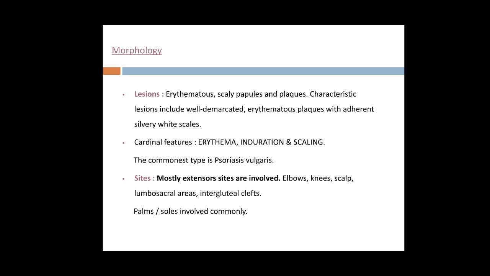The lesions will be erythematous, scaly papules or plaques, characterized by well demarcated erythematous plaques with adherent silvery white scales. The main cardinal features which we have to look at are erythema, induration and scaling. The most common type is psoriasis vulgaris. Mostly the extensor sites are involved: elbow, knee, scalp, lumbosacral areas, intergluteal cleft, and palms and soles are involved commonly.